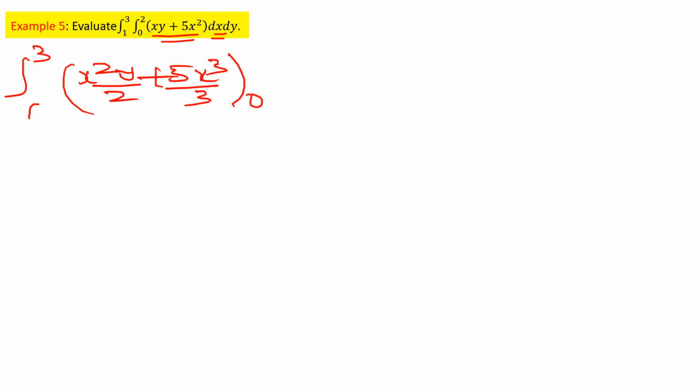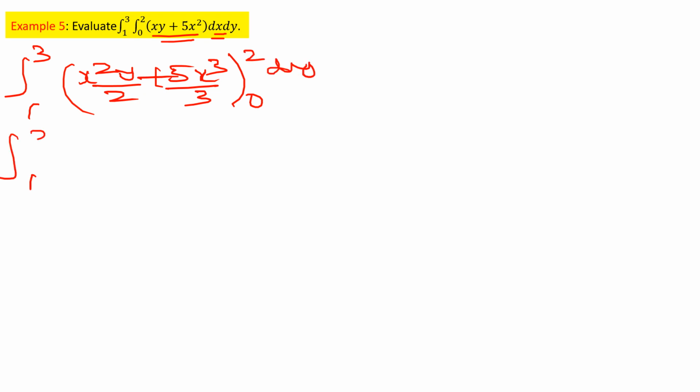Question number 5. As usual, keep the outer limit 1 to 3 as it is. Take the function, integrate with respect to x first. So this will give you x squared y by 2 plus 5x to the power 3 by 3 between the limits 0 to 2, dy.